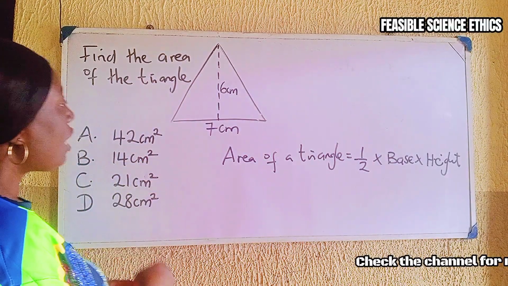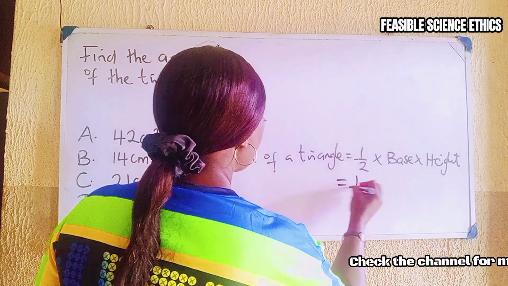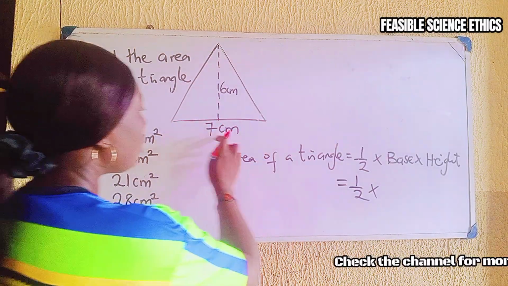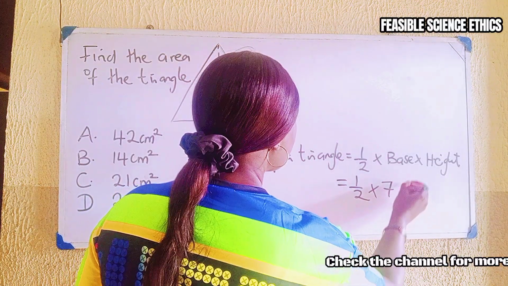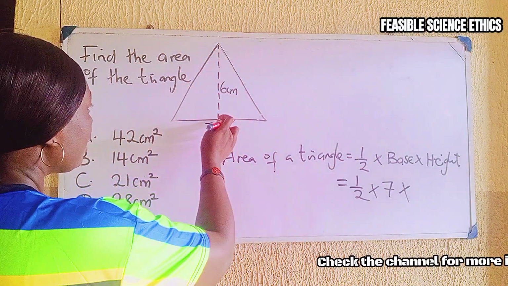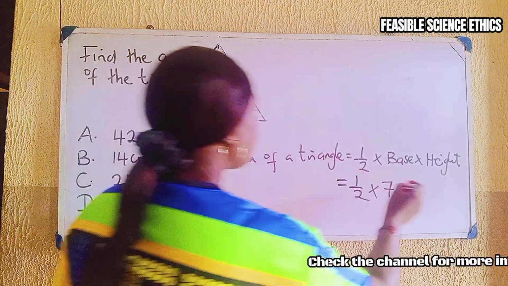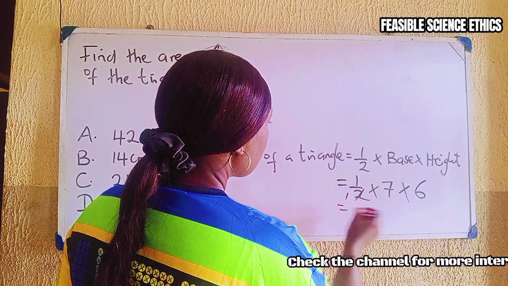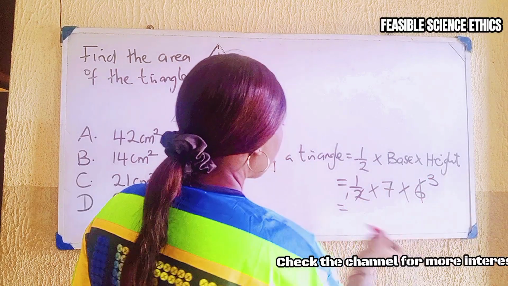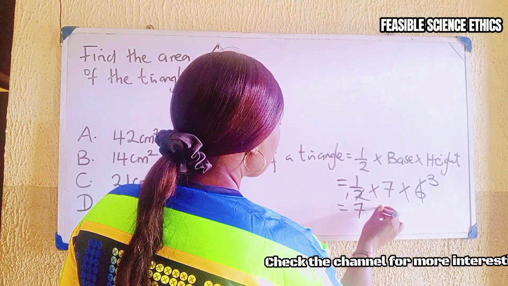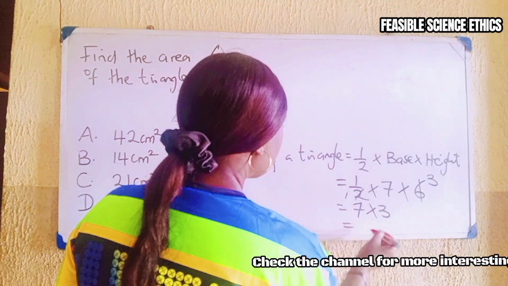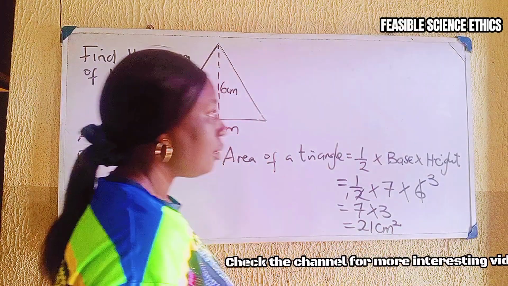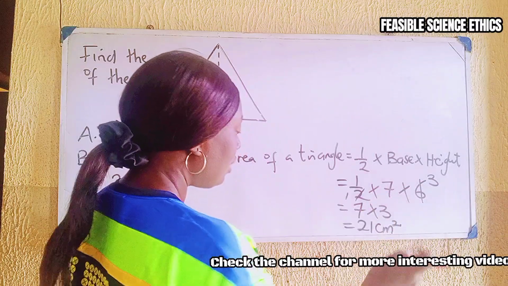So, solving what we have on the board, we have 1/2 times, look at the base of the triangle, which is what? 7 cm. So I'll write 7 times the height. We are given the height as what? 6 cm. I will divide 2 into itself. 1, 2 into 6 is what? 3. So what I have remaining is 7 times 3. And 7 times 3 will give me what? 21 cm squared. Please remember to put the correct unit.